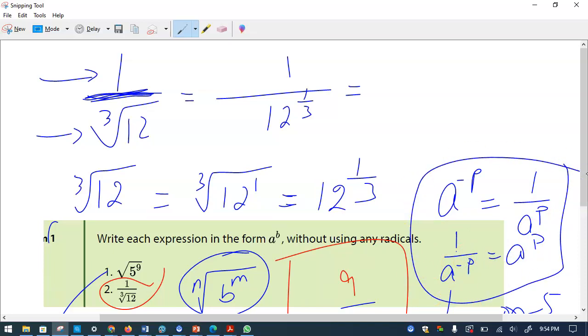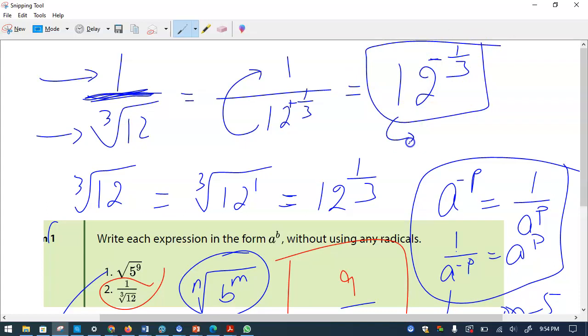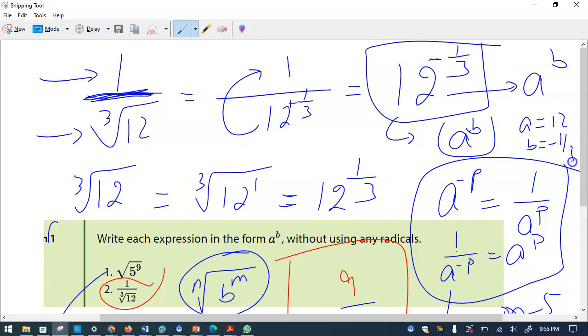This is the formula to be used. So now the exponential form is at the bottom with the plus sign here, so we can raise it up, but it changes to minus. And why do we have to write this? Because the question was, can you write it in the form of a raised to the power b? And this is a raised to the power b. So a is 12 and b is minus 1/3. That's how you do the work, and you're done.